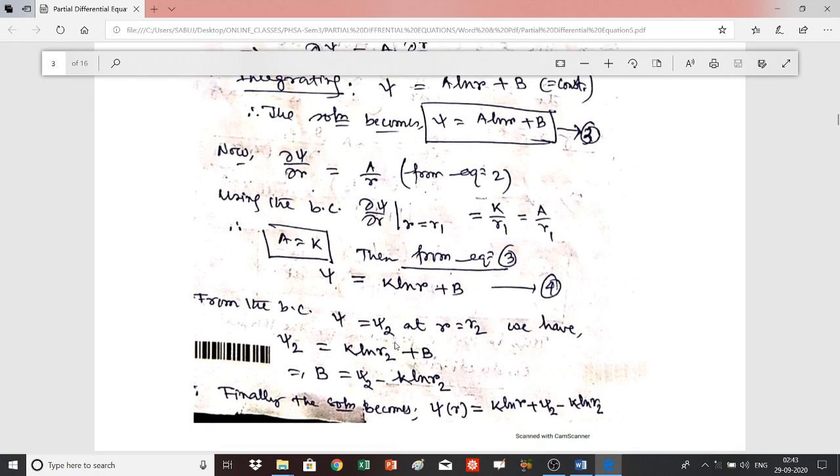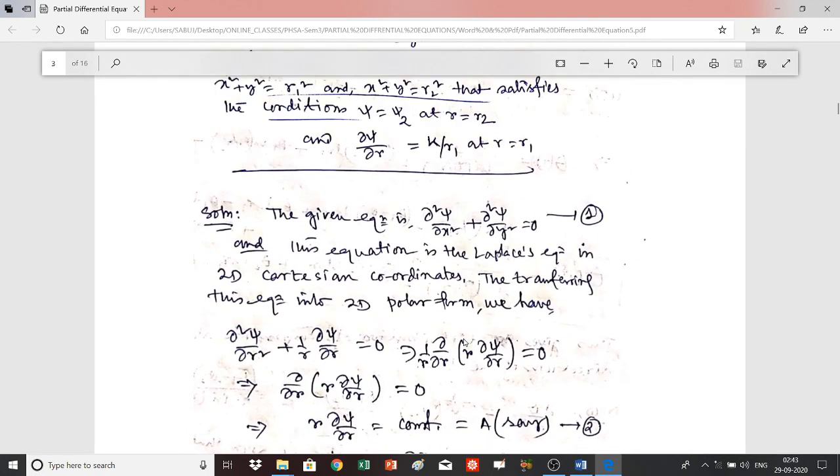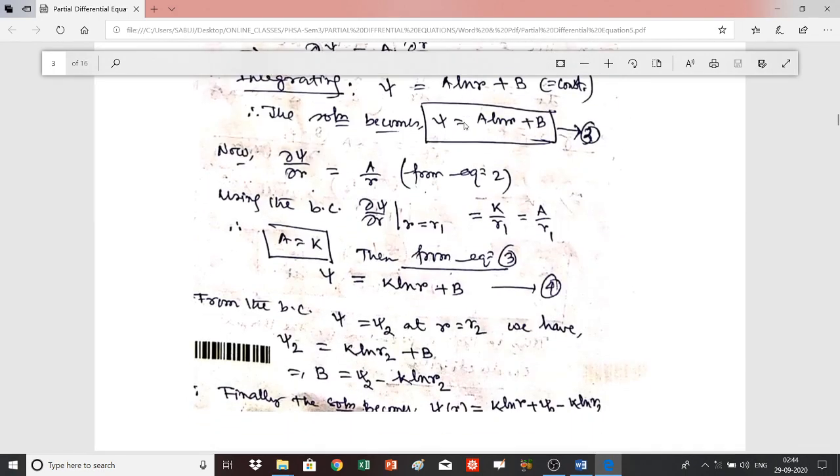Now the boundary condition that was given is that ψ is equal to ψ2 at r is equal to r2. That is given here. Just use this boundary condition in this expression. Then ψ2 will be equal to k into log r2 plus b. And from here b can be calculated: b is equal to ψ2 minus k log r2.